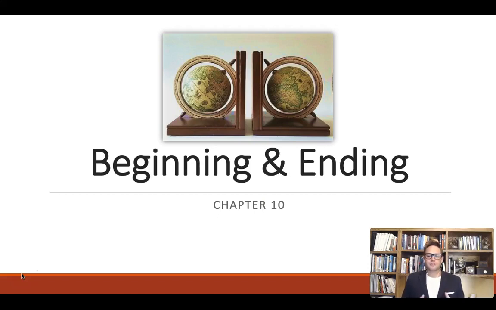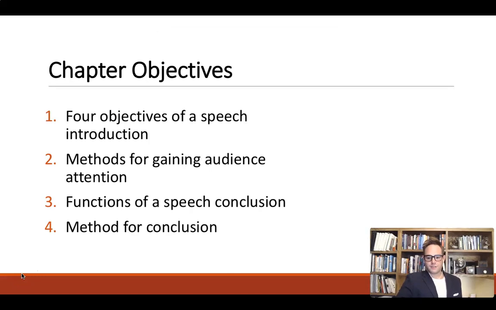So we are going to spend this presentation discussing what goes in the beginning, how to start our speeches, and the ending, how we should conclude our speeches, and what should we include in the ending of our presentation. So in this chapter, some of the objectives that we will be looking at are the four objectives of a speech introduction. So there's four main reasons why we include an introduction.